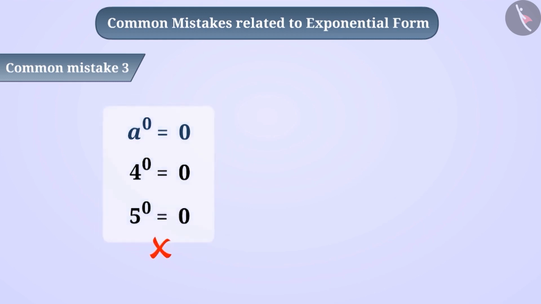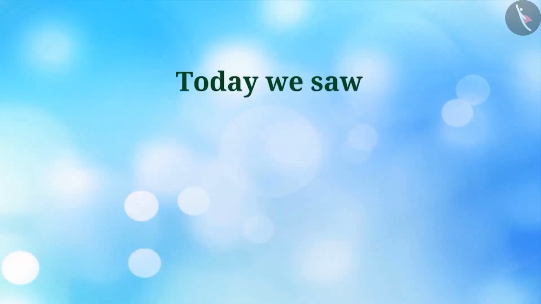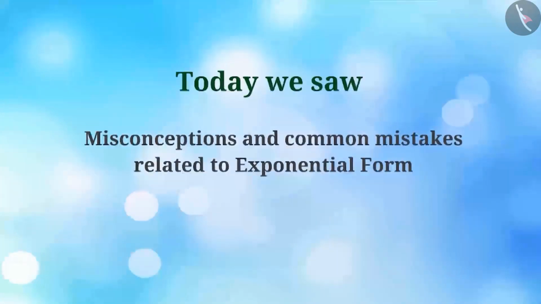Common mistake 3. Some children understand that if any number is raised to 0, then its value is also 0. Like they believe, 4 raised to the power of 0 is equal to 0 or 5 raised to the power of 0 is equal to 0. But it is also a misunderstanding. If the power of any number is 0, its value is 1. We will see the reason for this in the next video. So today we saw certain misconceptions and common mistakes related to the exponential form.